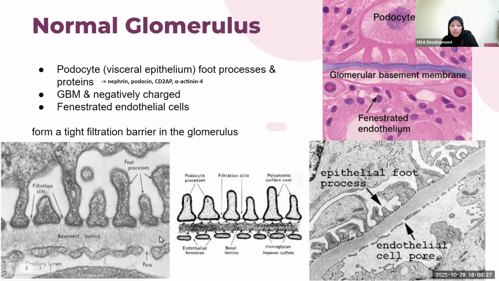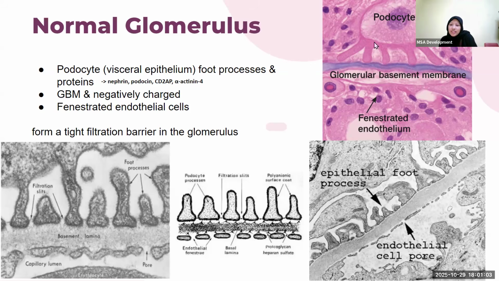Then you have the basement membrane here, all of these are the same thing, which is also negatively charged and forms that strong barrier. Then you have the visceral epithelium, and the cells on that side are what we call podocytes. This is one podocyte, for example. It's essentially a cell on this side of the barrier. It has these processes that kind of look like feet sticking out. So these are podocyte foot processes.